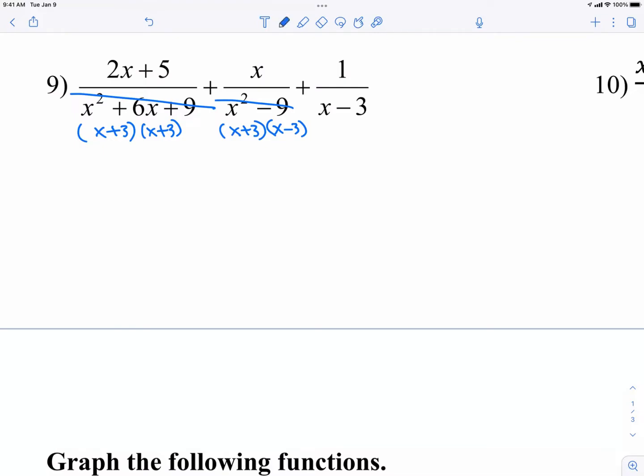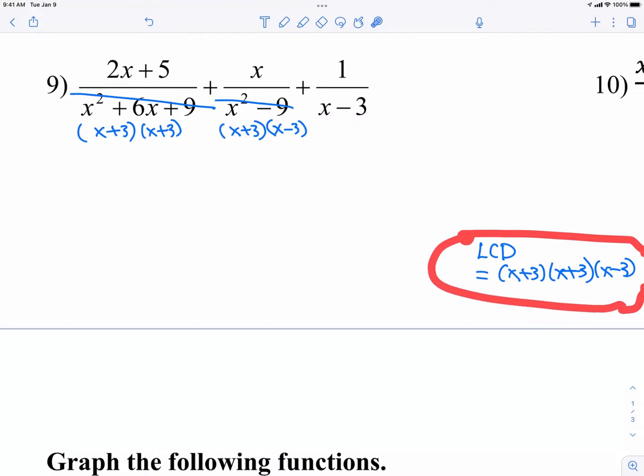So our least common denominator is going to be x plus 3 times x plus 3. That takes care of this denominator. But then we also need an x minus 3 for these two denominators. So again, our least common denominator is x plus 3 times x plus 3 times x minus 3.